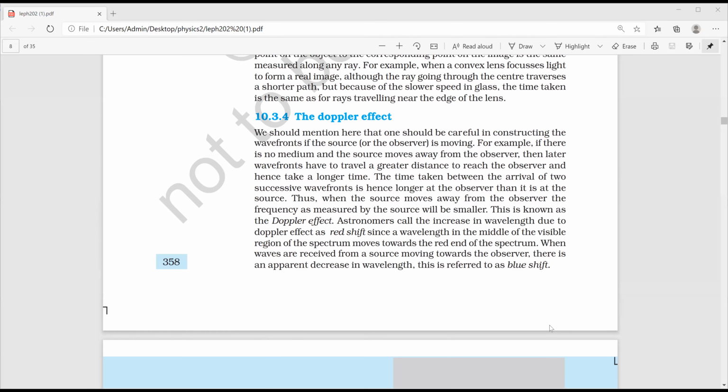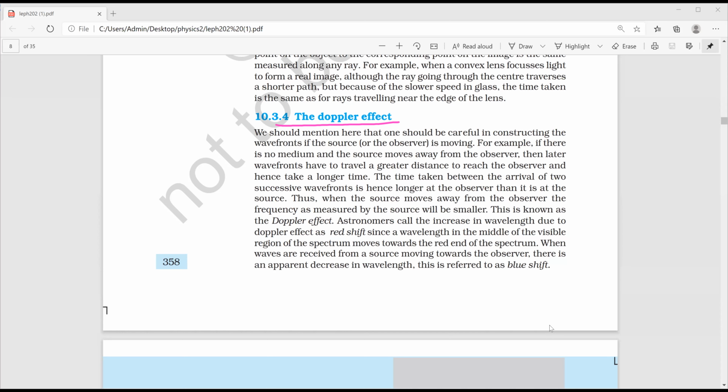So next we shall discuss the Doppler effect. We already studied the Doppler effect in class 11. What is the meaning of Doppler effect? How are we going to define it? We learned it in first year class. The apparent change in frequency of a wave from a source due to relative motion between the observer and the source is called the Doppler effect.